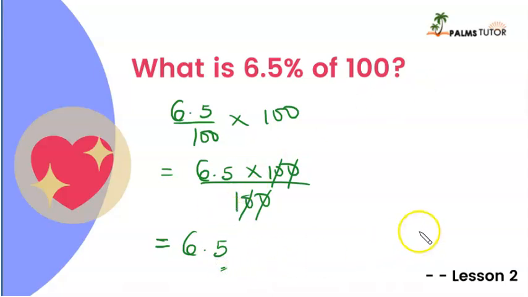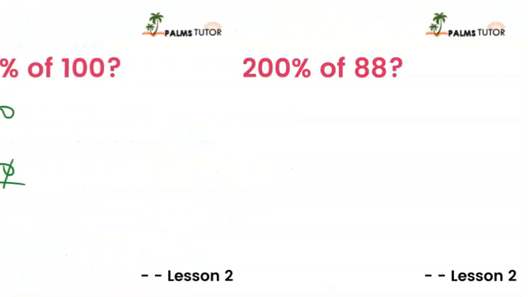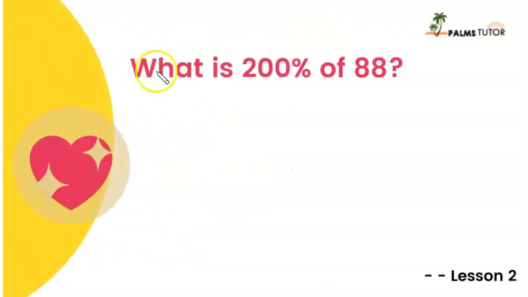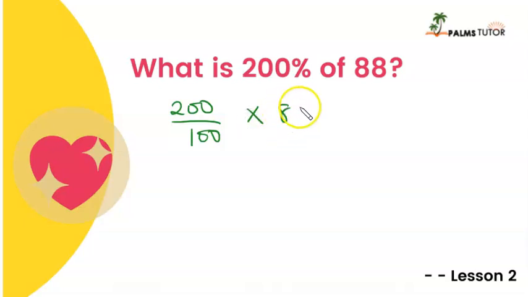Isn't that amazing? That's it. Last example. What is 200% of 88? 200 over 100 times 88. Yes, percentages can be more than 100. What that tells you is that the answer is certainly more than 88. Okay? So we have 200 over 100 times 88. I'll put it together to make it easy for me to simplify.